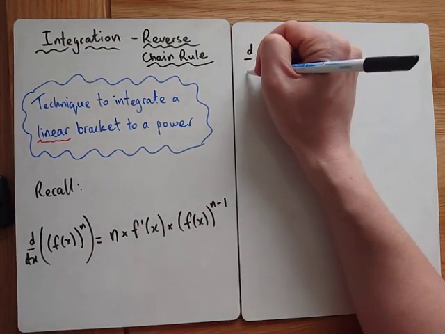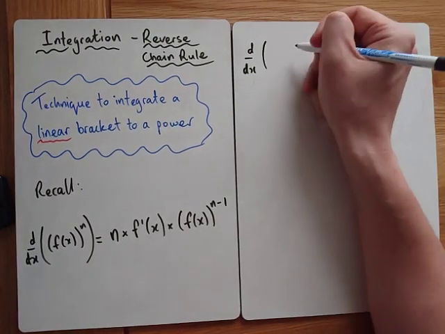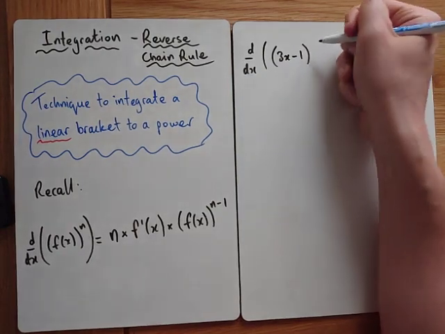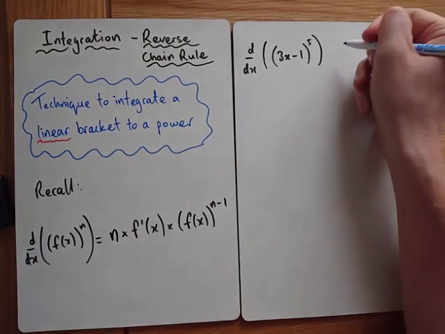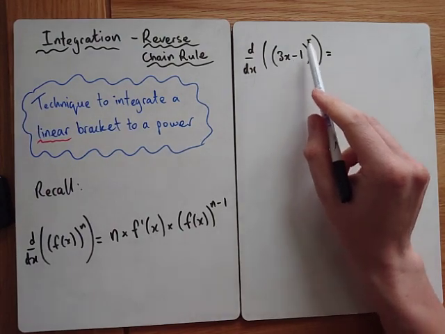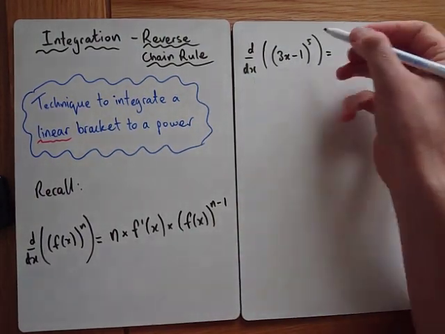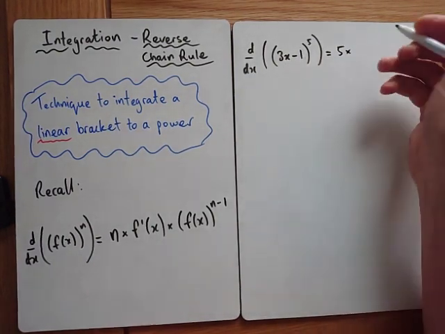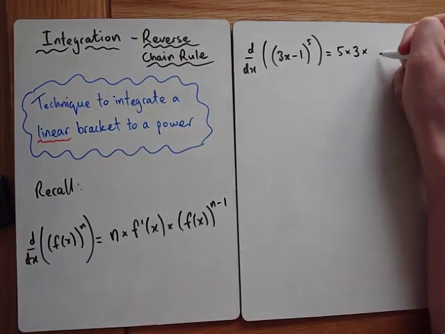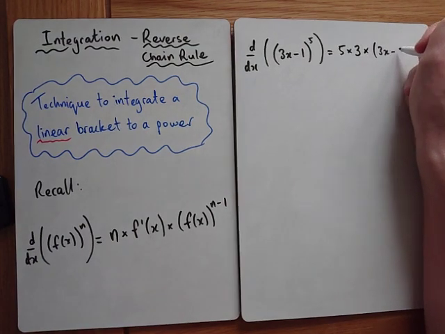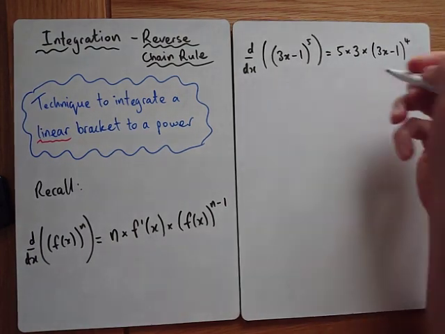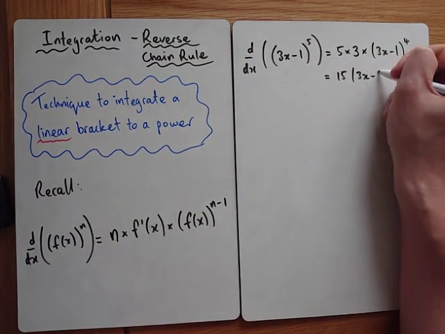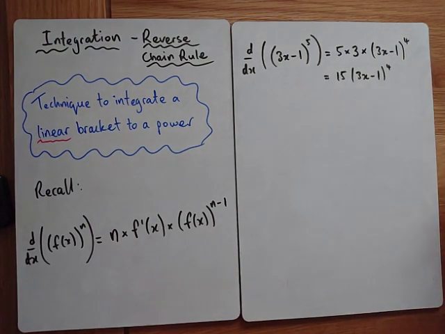Say if I said differentiate with respect to x, 3x minus 1 all to the power of 5. So clearly we've got a bracket to a power, and if you wanted to differentiate this, we times by the power. We look inside, we differentiate, and that gives us 3, so we times by the derivative. And we take 1 off the power, so we'd have 15 times 3x minus 1 to the power of 4.